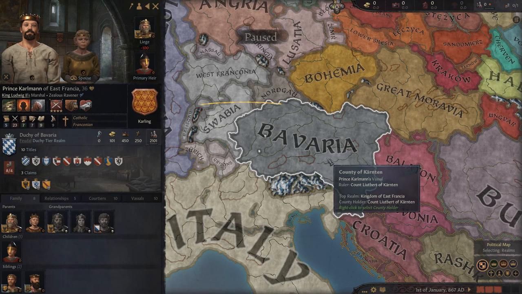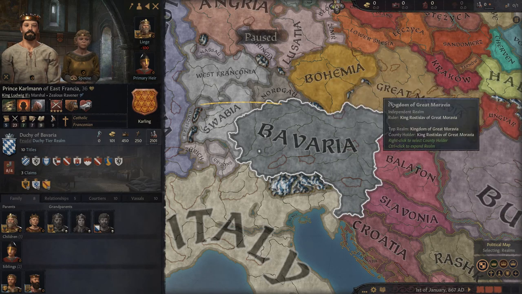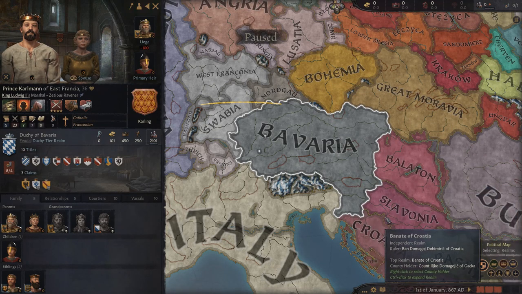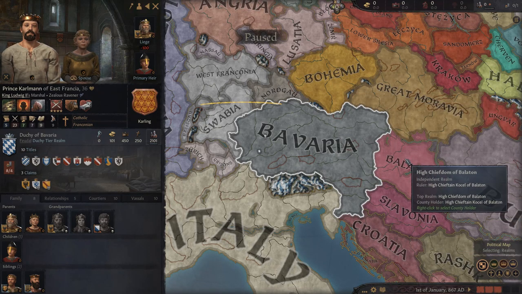Build up your internal power base and maybe, you know, quote unquote, crusade against Bohemia or head down here towards the Balkans and Greater Moravia, building your power base there so that once your father does pass away, you inherit a very powerful position within East Francia.